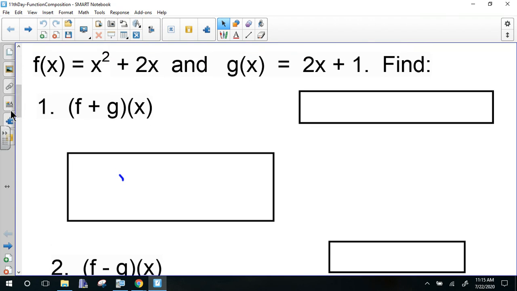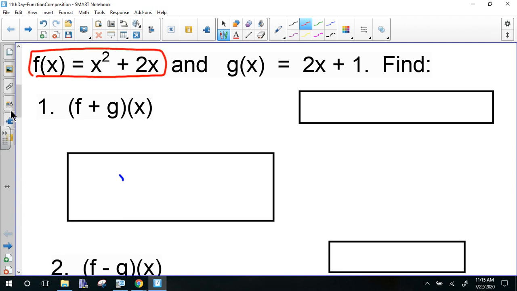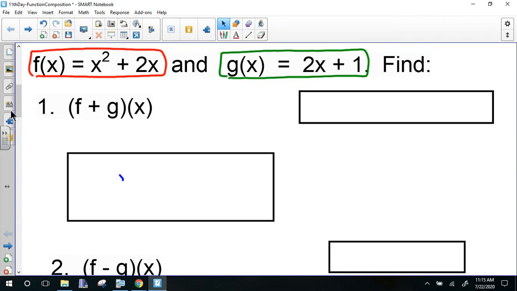So we have f of x is x squared plus 2x. And we have a different function, g of x is 2x plus 1. And we want to take each one of those operations that we saw on the first page of notes and combine these functions in some way. First thing we want to do is add them.